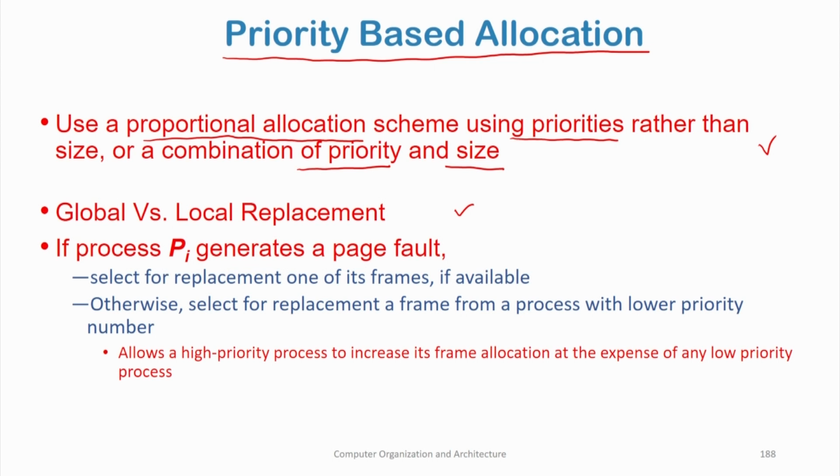A third strategy is a priority based strategy. Let us say a process Pi generates a page fault; select for replacement one of its frames if available. So, this is local replacement. You try to do a local replacement: if you have a free frame in the pool of frames that are allocated to Pi, use that frame for replacement. If you do not have a free frame, what do you do?